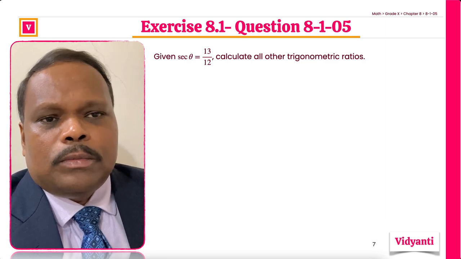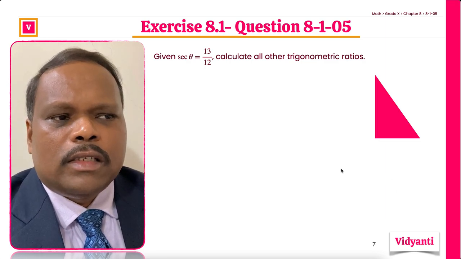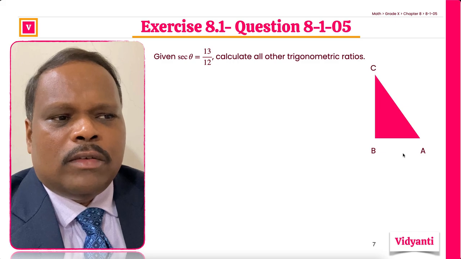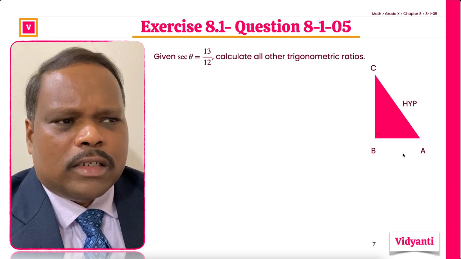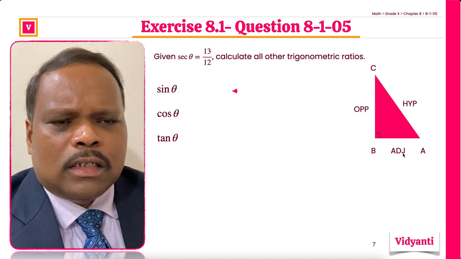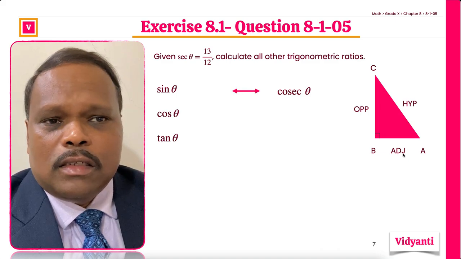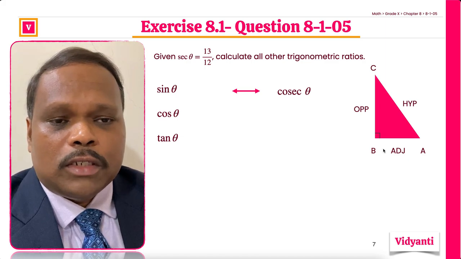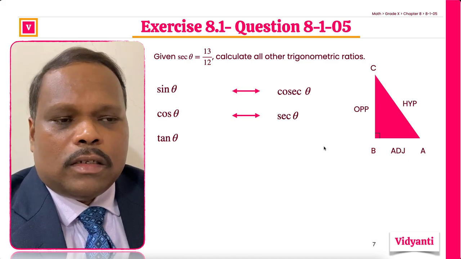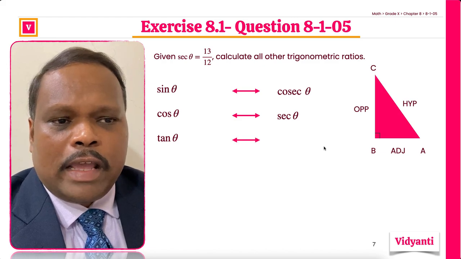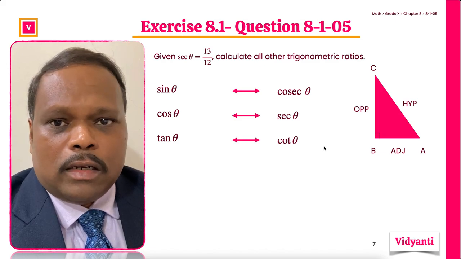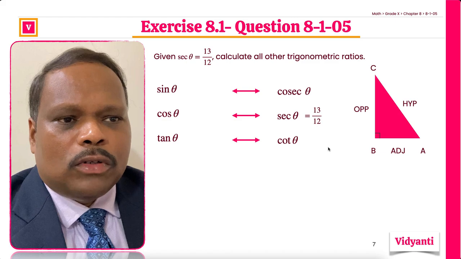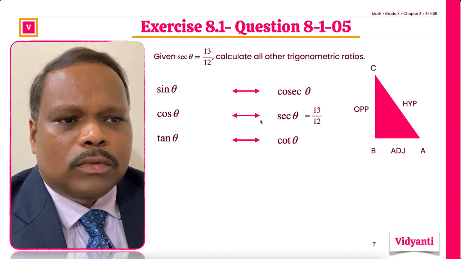So now, first let's create a triangle. We have ABC. Now let's consider any angle theta. Sine goes with cosec. These two are reciprocals of each other. Cosine is the reciprocal of sec, and tan and cot are reciprocals of each other. So now we have cosine theta, which goes with sec theta.